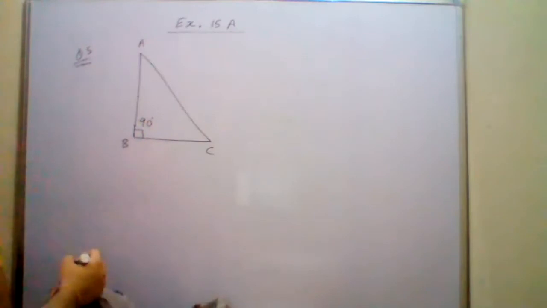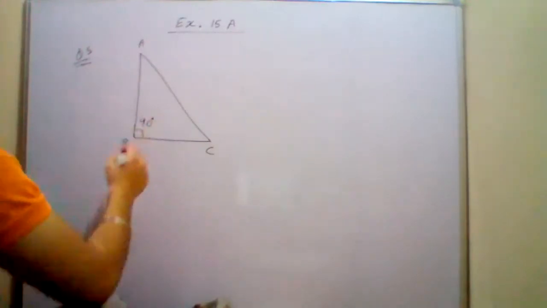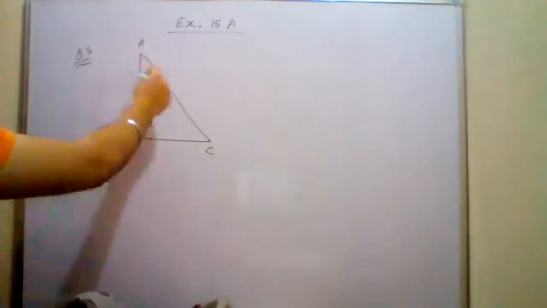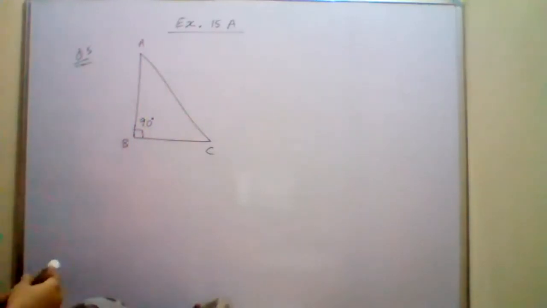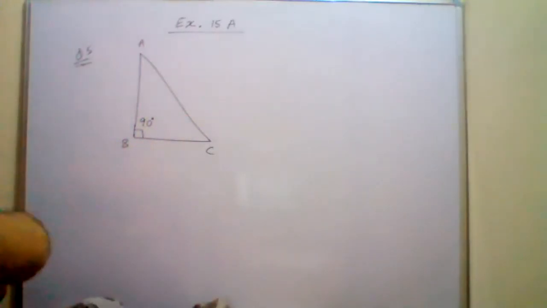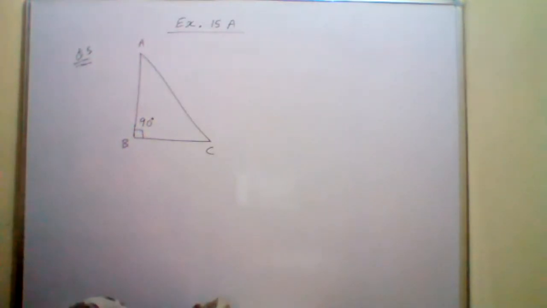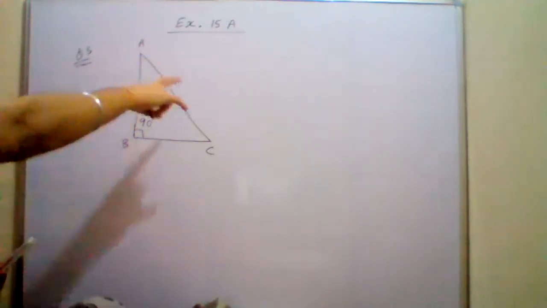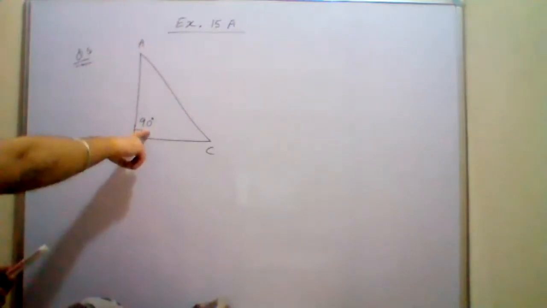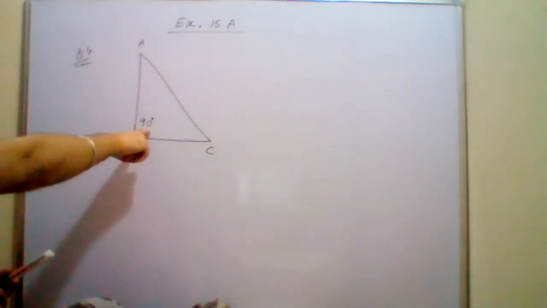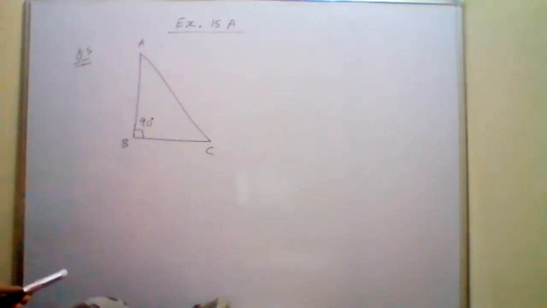It has angle B equal to 90 degrees. Okay. So it is given in the question that there is a triangle which is a right triangle. Because it is a right triangle, we know that there is one angle which is 90 degrees. Now, what else? You have to draw this triangle in your copy.